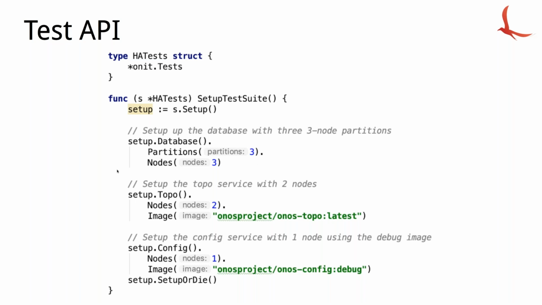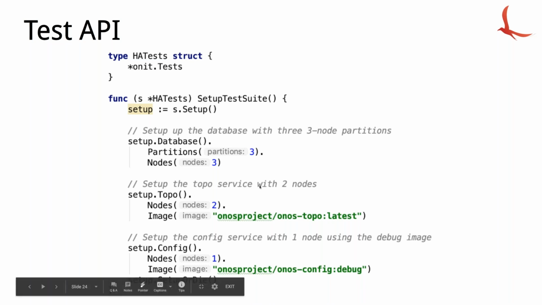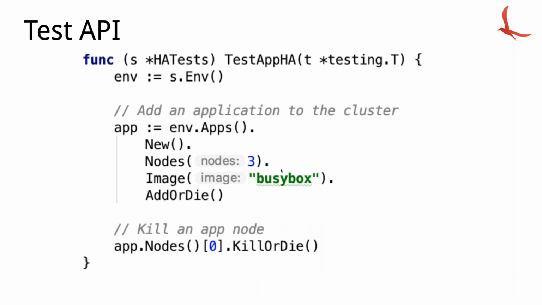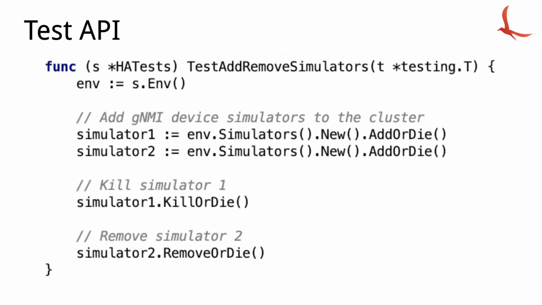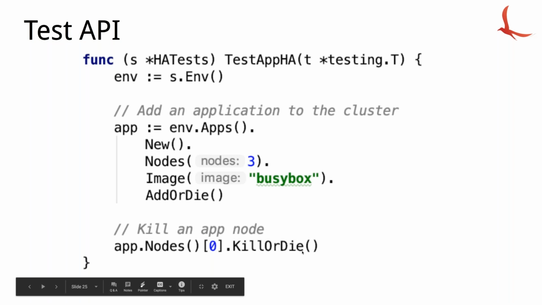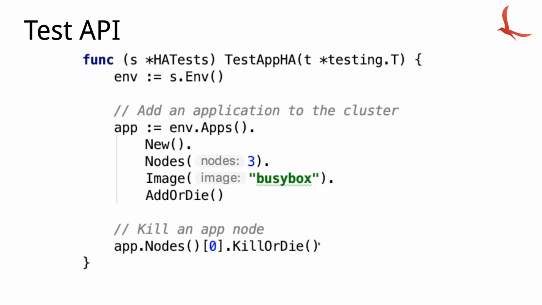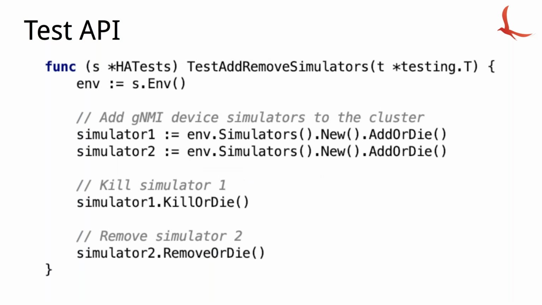So this is setting up three 3-node partitions, setting up the topo service with 2 nodes, setting up the config service with 1 node. And I'll show you some of the tests as well. You can add applications to the cluster, like you could write ZTP tests that add the ZTP app. You can kill nodes inside an application or any other service, which is important for HA. And I think over time I'll add network partition methods and things like that also.